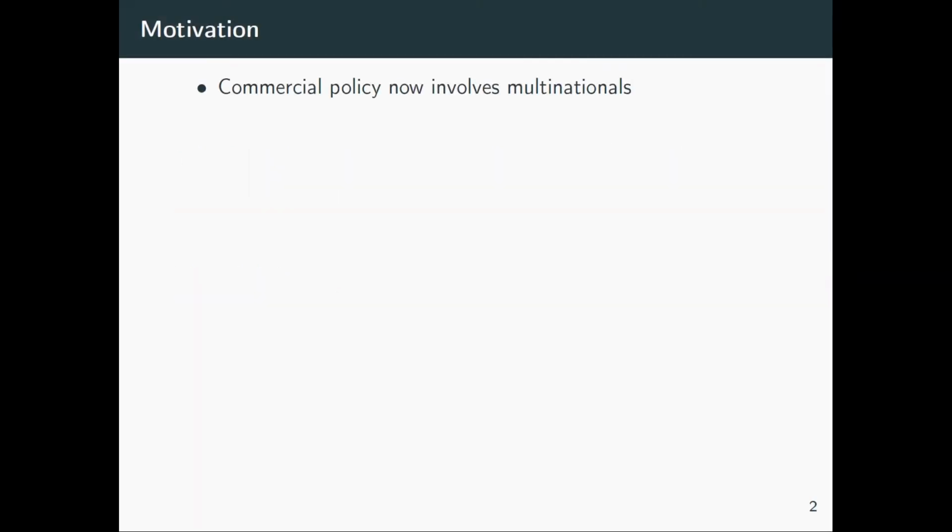We know that multinationals are so important in the economy, so a lot of commercial policies are about multinational firms. For example, we know Brexit is not only about trade, but it's also about multinationals. Brexit made it difficult for EU firms to operate in the UK and vice versa.